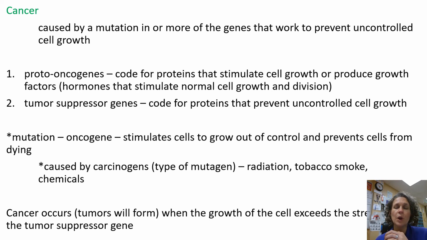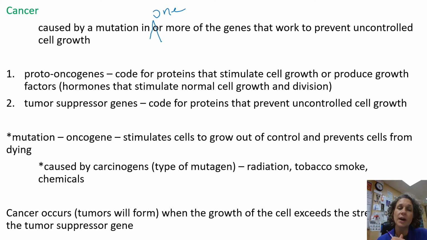Okay, so cancer itself is usually found to be caused by a mutation in one or more of the genes that work to prevent this uncontrolled cell growth. You basically have two genes that are working. There's really more than that, but these are the two big ones. Your proto-oncogenes code for a protein that tells your cells to grow. Normal growth, they can produce the growth factors. There are hormones that tell the other cells to keep growing. So these are normal, the body needs to grow.